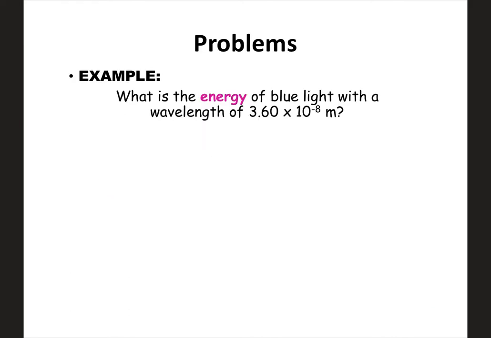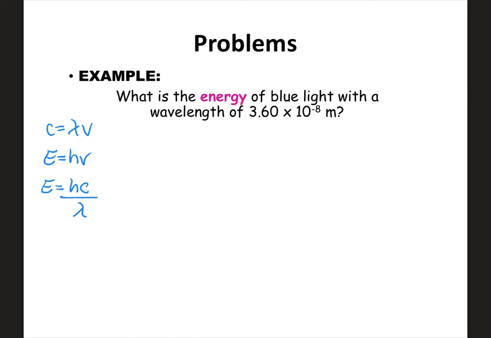This first example says, what is the energy of blue light with a wavelength of 3.60 times 10 to the negative 8th meters? As I said, now we have three equations that we have to worry about. So I recommend starting all these problems this exact same way. The first thing you need to do is figure out which equation you need to use. The three equations we need to know are C equals wavelength times frequency, E equals HV, and E equals HC all over wavelength. Now you need to figure out what the problem is asking for and what you are given.